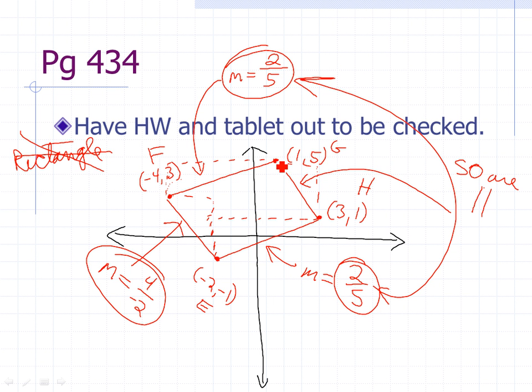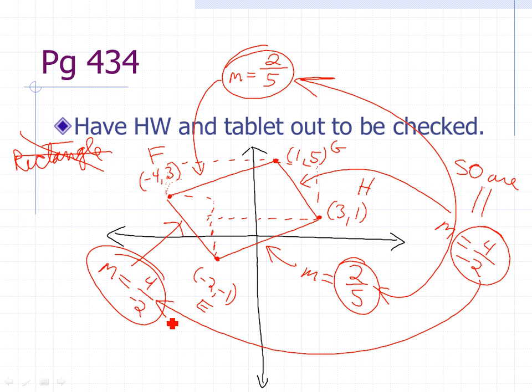For this one, from 1 to 5, how much did I go up? 4. From 3 over to 1, be careful, how much did I go over? -2. What's that tell us about those two sides? They're parallel to each other. These other two were parallel to each other. So if these two sides are parallel, these two sides are parallel, what do we know it is? So we know it's a parallelogram.